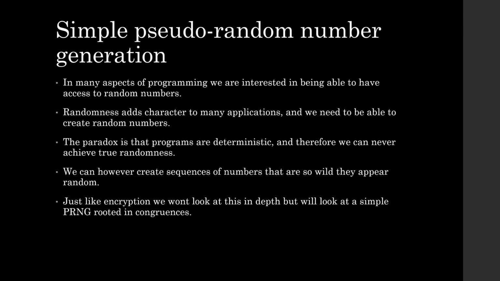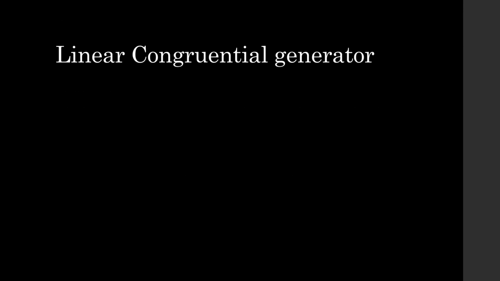So just like encryption, we won't actually look at this in depth, but we'll look at a simple PRNG, for pseudo-random number generator, which is rooted in congruences. And so that's going to be the linear congruential generator. So we define the generator as x_{n+1} is congruent to a x_n + c mod m. So we take x_{n+1} is smaller than m, right? Once again, we take the least representative of the equivalence class.